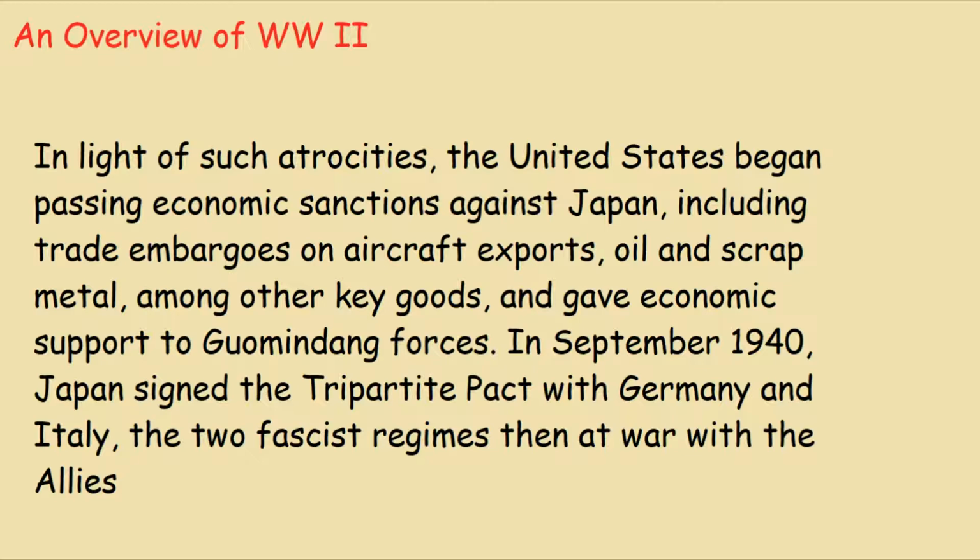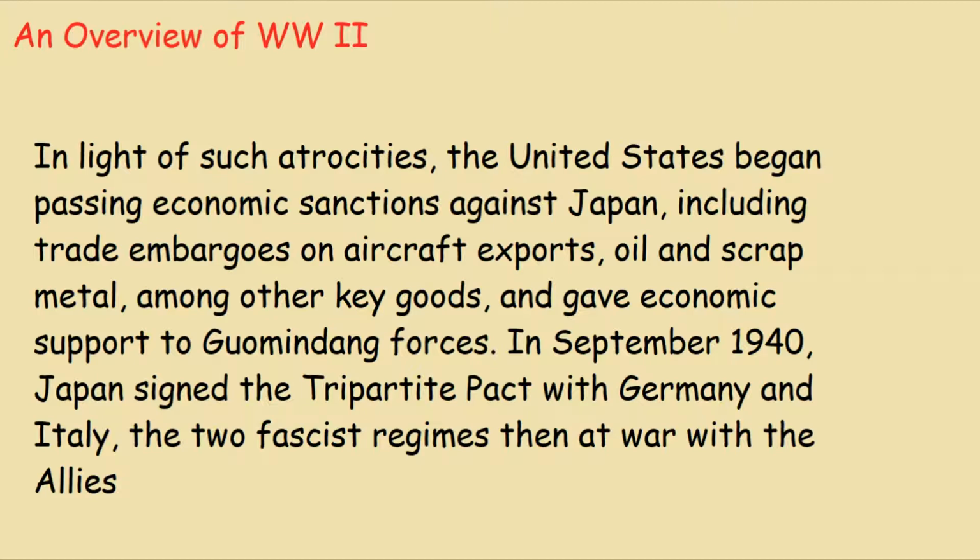for instance, oil and scrap metal, and all the key goods that a nation needs in order to flourish and develop their industry. So after the economic sanctions, Japan decided to sign the tripartite pact with Germany and Italy. Germany and Italy were the two fascist regimes back then that were at war against the Allies. So Germany and Italy were at war with or against France and Great Britain, and the United States was at war against Japan. So Japan is a friend of Germany and Italy, so the United States of America became a friend of Great Britain and France.